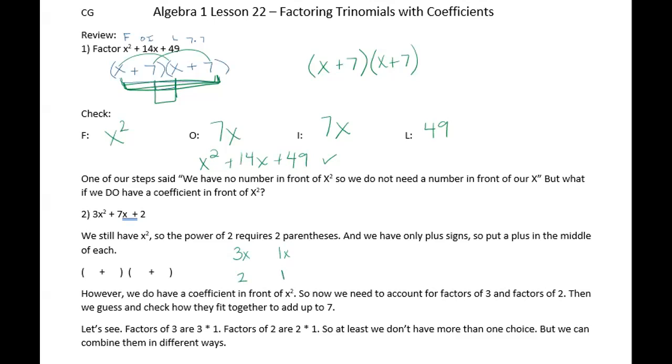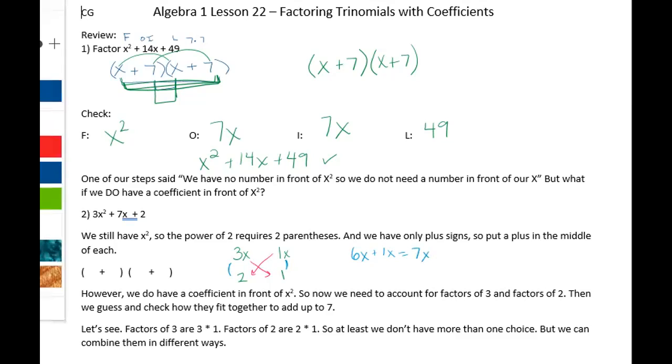But I can arrange these in different ways. So my outside and my inside could be these multiplied together and then these multiplied together, or I could have these two multiplied and these two multiplied. So if I do the blue, if I do 3x times 2, I get 6x. And if I do 1x times 1, I get 1x. So when I add that set together, I get the 7x.